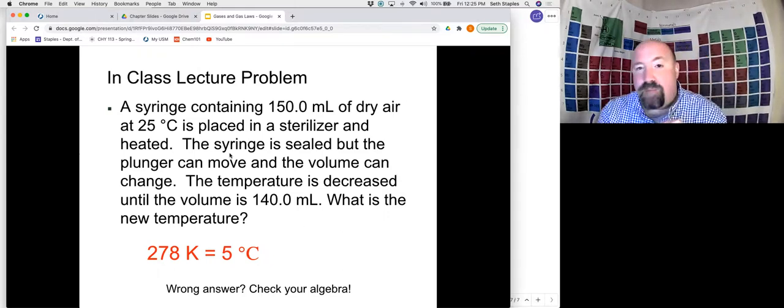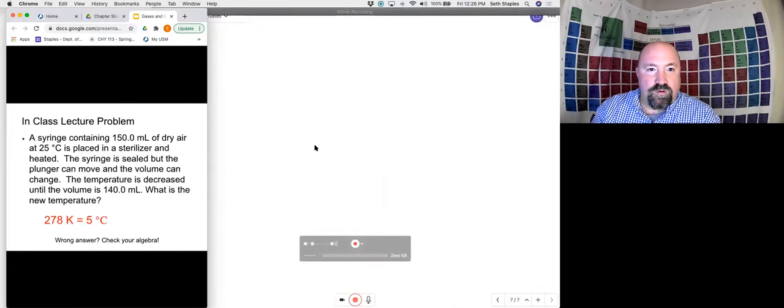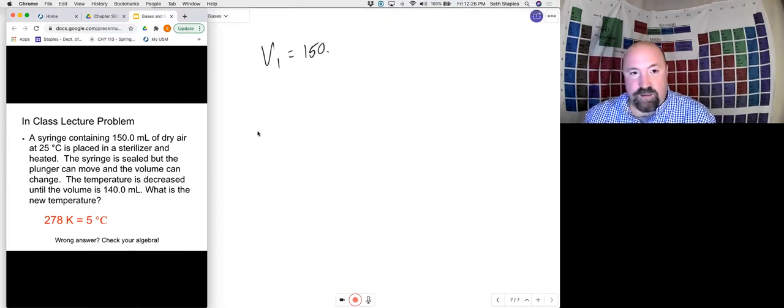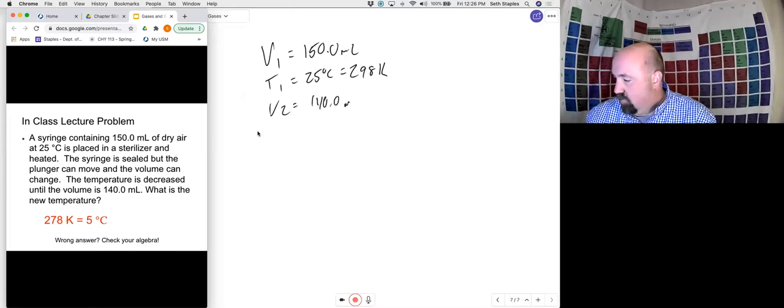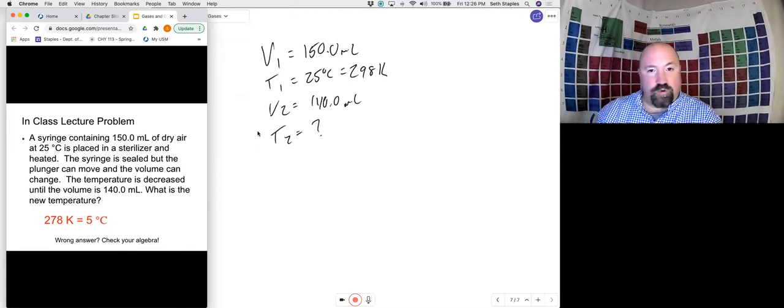A very, very common error that I see in these problems is people performing incorrect algebra when they're trying to solve for something that's in the denominator. So let's work through this problem. A syringe contains 150 milliliters of dry air. V1 is 150.0 milliliters, T1 is 25 degrees C or 298 Kelvin, V2 is 140 milliliters, and I'm trying to solve for T2.